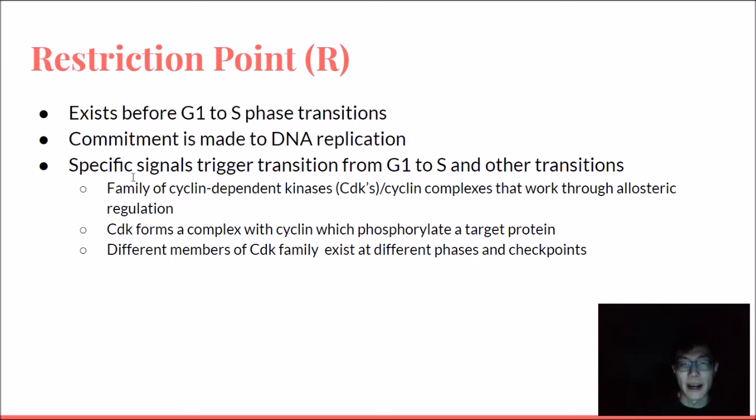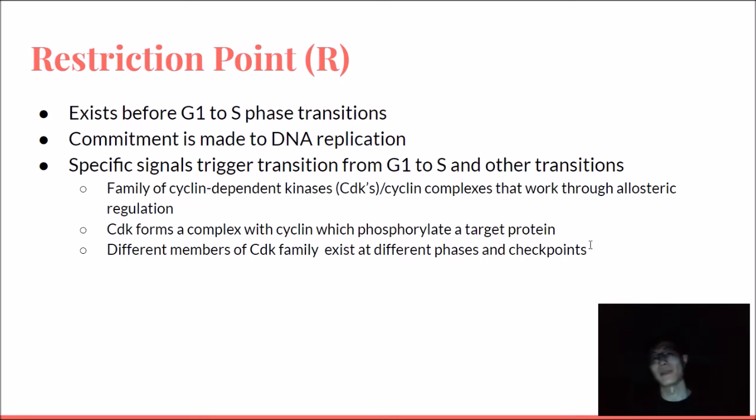And it's regulated by this family of cyclin-dependent kinases, or CDKs, along with those cyclin complexes that kind of work through allosteric regulation. So allosteric regulation is binding, right? And through that allosteric binding, you can regulate the pushing on of that cell cycle or the stopping of that cell cycle. So in the basic gist, you have a CDK that forms a complex with cyclin, which ultimately phosphorylates a target protein. And then, of course, different numbers of CDK families exist at different phases and checkpoints.